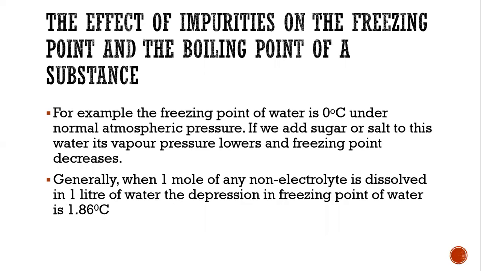Take an example, the freezing point of water is 0 degrees under normal atmospheric pressure. Now, if we add sugar or salt to this water, its vapor pressure lowers and the freezing point decreases. So generally, we can say that when 1 mole of any non-electrolyte is dissolved in 1 liter of water, the depression in the freezing point of water is 1.86 degrees centigrade.